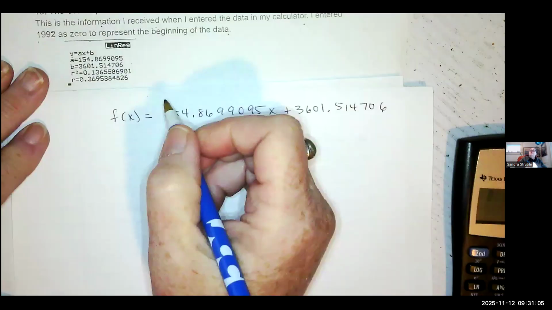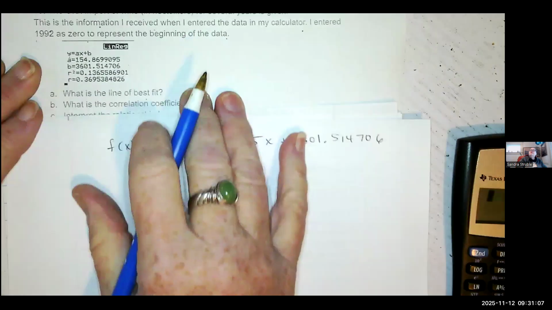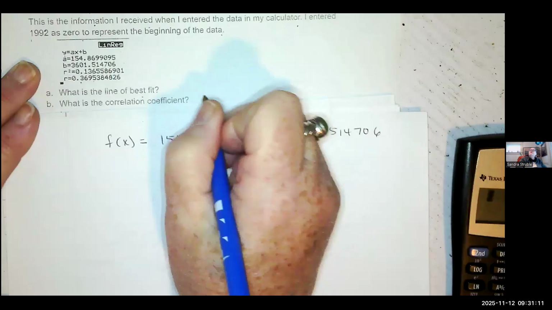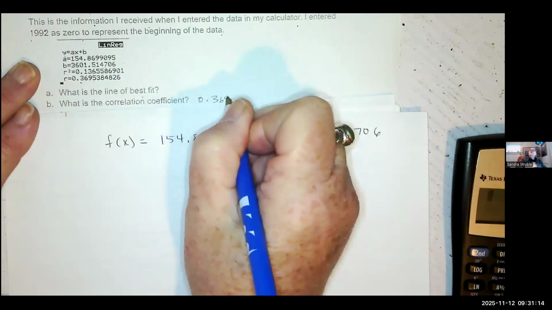What is the correlation coefficient? Well, that is 0.369538486.